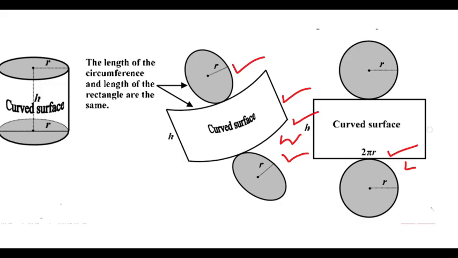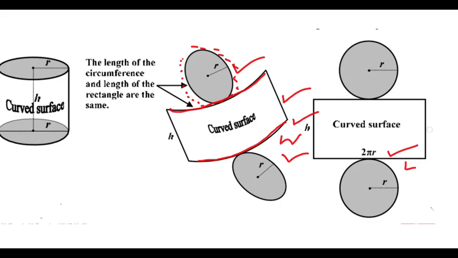So the length of the circumference and the length of the rectangle are the same. You must remember, they are the same. The circumference is the outside of the circle. So the length of the circumference and the length of the rectangle, they are the same. This is the length of the rectangle. When you fold it up, the rectangle becomes the circumference of the circle.